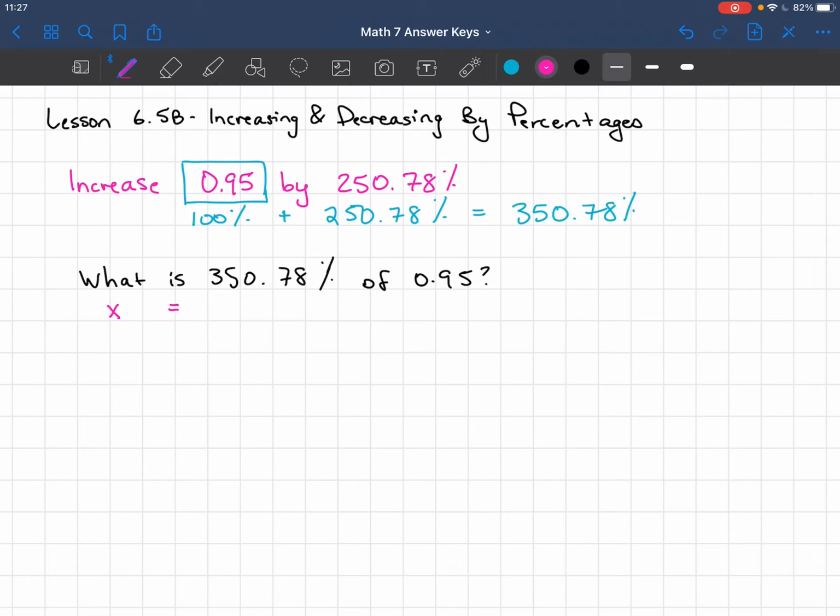What becomes x, is becomes equals. We take this decimal, move it 2 times to the left to convert it into a decimal number, and we get 3.5078. Of becomes times, and we put in 0.95. In the end, you will get x is equal to 3.33241. And again, I did say we're only using decimals to the 100th place, so you could round that to 3.33, and that could be your final answer.